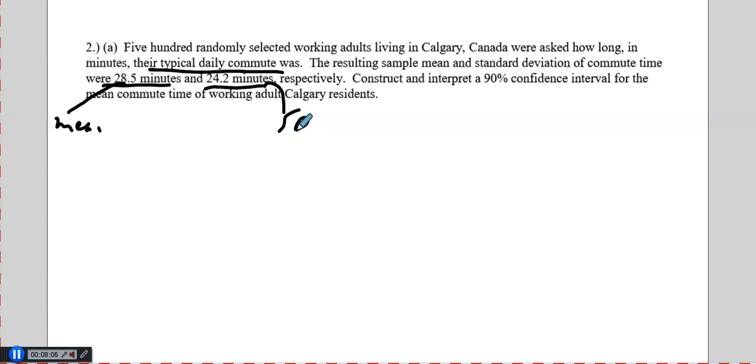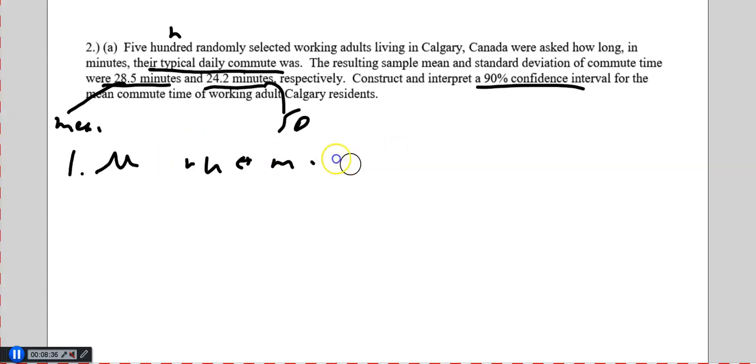Okay? So, it says, construct and interpret a 90% confidence interval for the mean commute time of working adult Calgary residents. So, since it didn't break down anything smaller than 500 answering, we're using 500 for our N. So, that's our N right there, 500. So, step 1, we write our funky U, and then we write true mean.